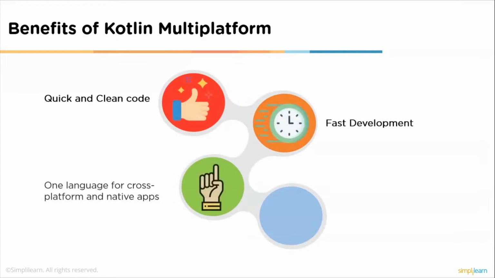So let's start with the first one, which is quick and clean code. In Kotlin multi-platform, we don't have to recreate and rewrite the code for different platforms. We can simply share the common code between platforms, which saves a huge amount of time. Features like interoperability make things very easy and quick as well. Also, there is no lagging behind the native platforms, and because of that, the developers don't have to wait until the new features are added for the support.